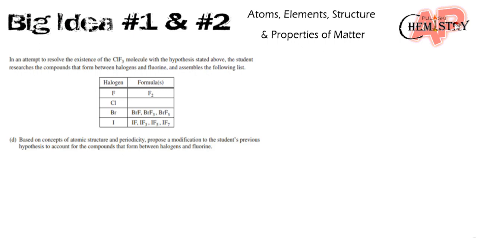What was their previous hypothesis? Eight minus the valence electrons, that's it. For the compounds that form between halogens and fluorine. All right, we'd have more time to look at this. These kinds of problems are hard. So what you have to basically do is fill this in, and as you go, you need to come up with some sort of an idea of how many F's bond to these halogens, okay?